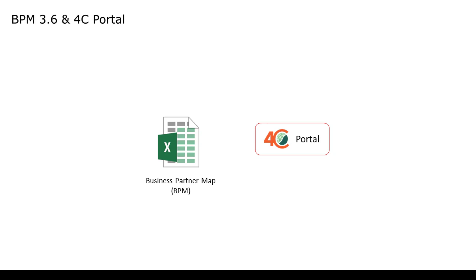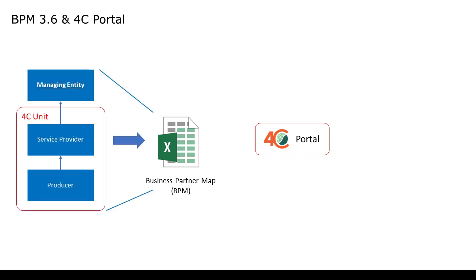First, I want to briefly explain the general idea of the BPM version 3.6 and the introduction of using the 4C portal. We consider the BPM as the definition of a 4C unit. The unit internal supply chain is described covering all business partners, from coffee producers through service providers to the managing entity, which is ultimately the certificate holder.